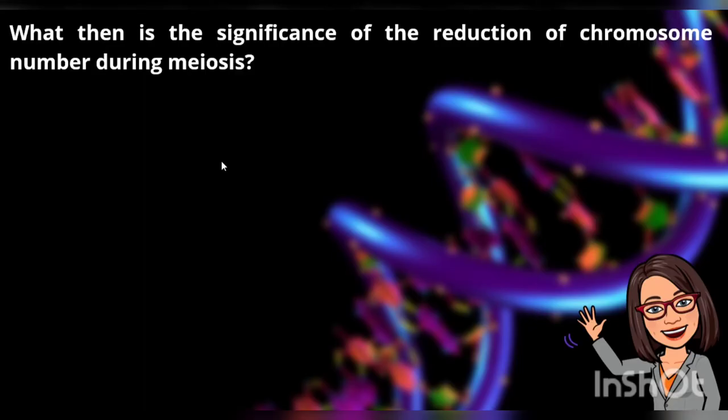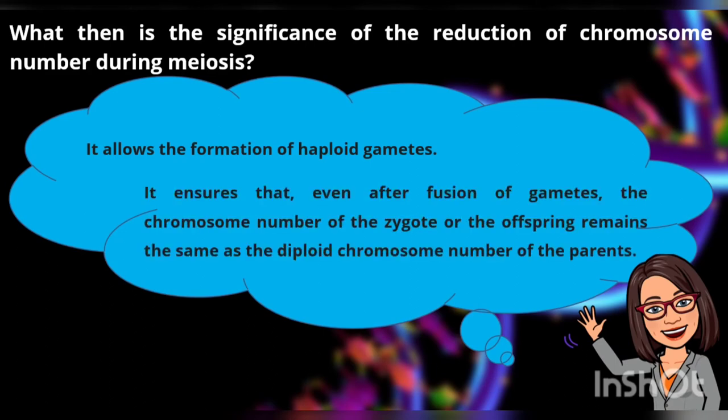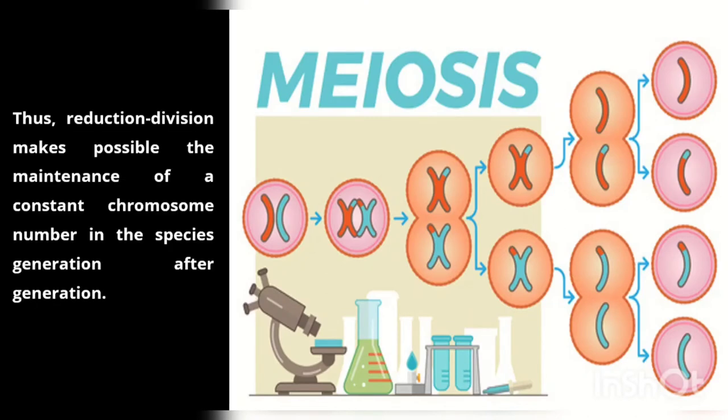What then is the significance of the reduction of chromosome number during meiosis? It allows the formation of haploid gametes. It ensures that, even after fusion of gametes, the chromosome number of the zygote or the offspring remains the same as the diploid chromosome number of the parents. Thus, reduction division makes possible the maintenance of a constant chromosome number in a species generation after generation.